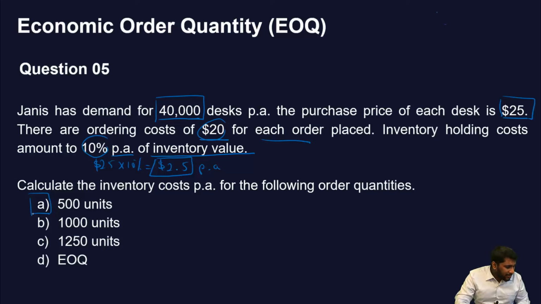Therefore, what manager B is telling, you don't order 500, 500, you order 1,000 units. So if you order 1,000 units, how many times will you have to place the order? Only 40 times. So you will have to incur this $20 cost only 40 times. What manager C is telling, no, you don't order like that, you order 1,250 units. That's what manager C is telling, okay.